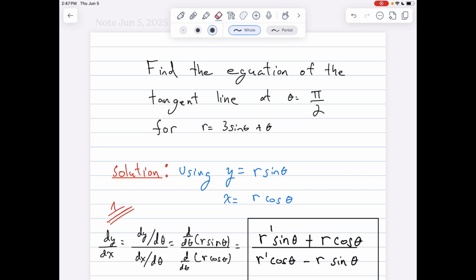Hello everyone. So today we're going to find the equation of the tangent line at theta equals pi over 2 for r equals 3 sine theta plus theta. So first and foremost, we have to find the slope of the tangent line.